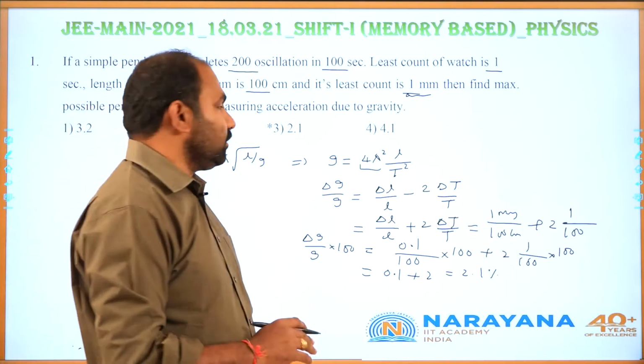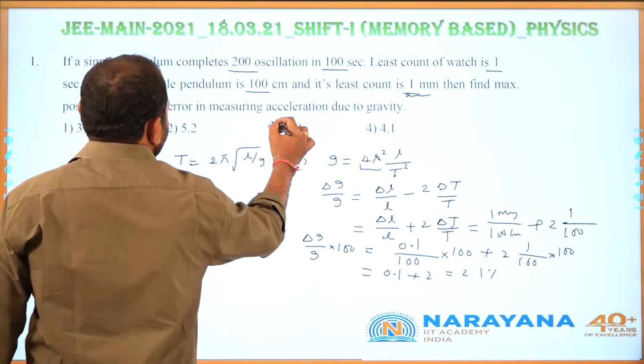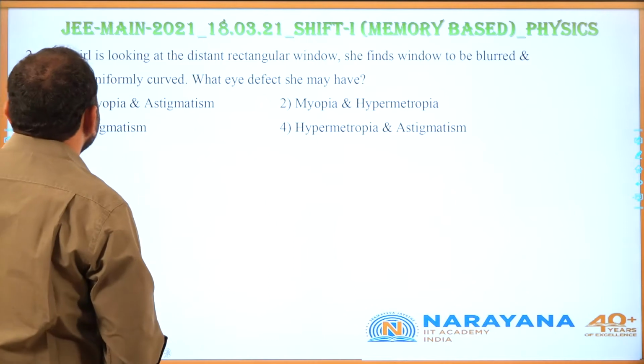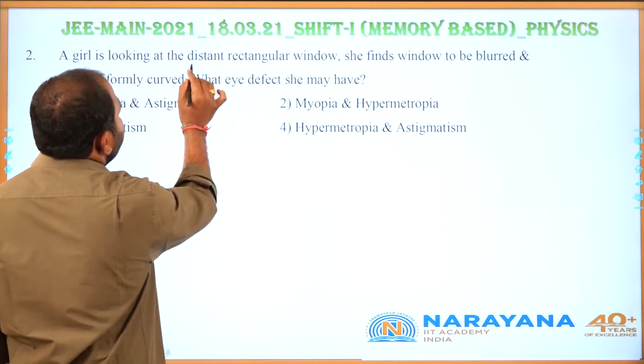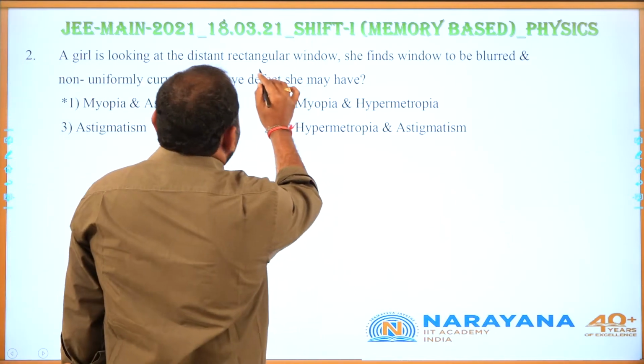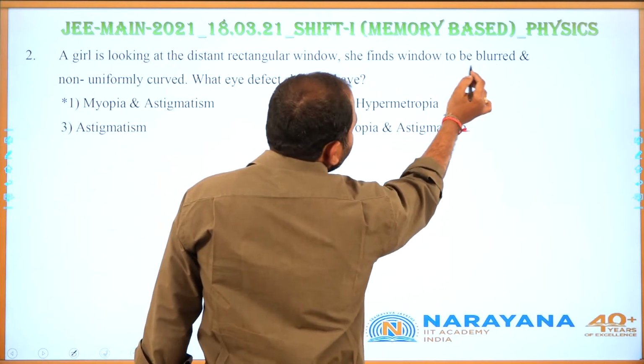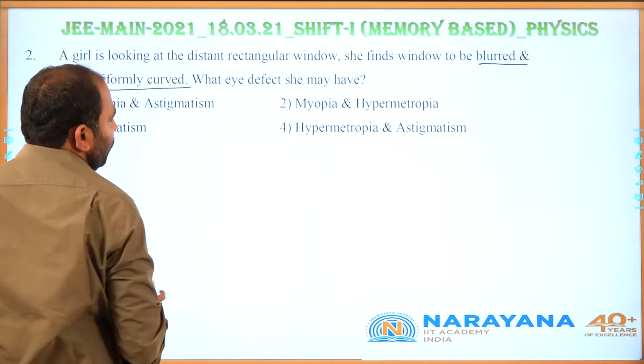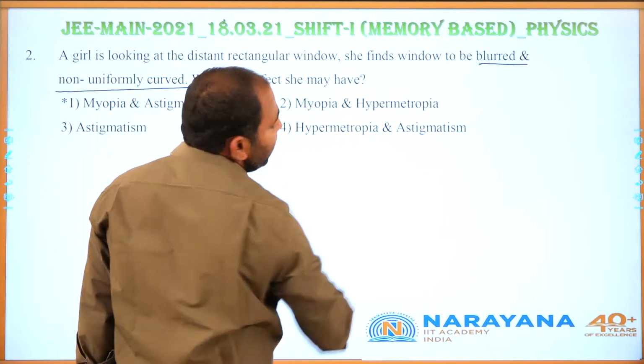Let us go to the second question. It is given with 3 options. The second question: a girl is looking at a distant rectangular window. She finds the window to be blurred and non-uniformly curved. What eye defect may she have?